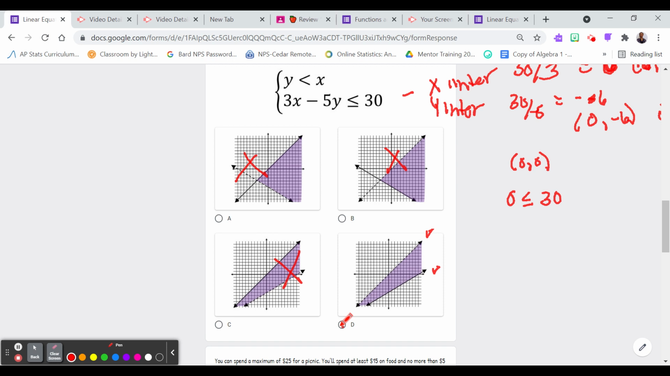So I'm showing a couple of techniques. You can pick a point to see if it makes it true. You can plug it in. You could also rewrite this in slope-intercept form, and that can let you know to shade above or below. But then also we're looking out for dashed and solid lines. Because it's multiple choice, I can do some elimination. If it were open-ended, you would have to get it exactly.